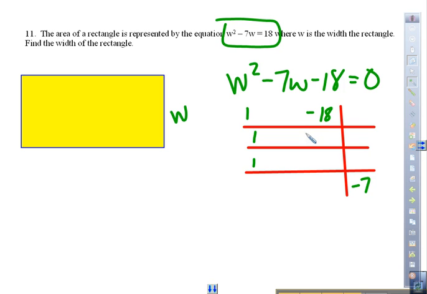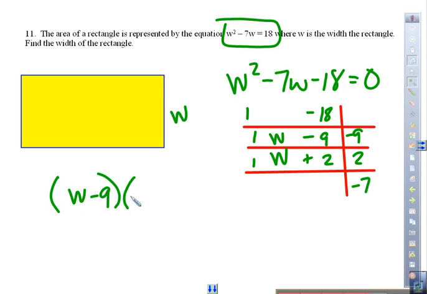2 and 9? Yeah. Let's use 9 and 2. Which one's going to be negative? The 9. Multiply on the diagonal this way you get negative 9. Multiply on the diagonal this way, you get positive 2. Does that add up to negative 7? Why, yes it does, Mrs. Tucker. So my two factors are w minus 9 times the quantity w plus 2.